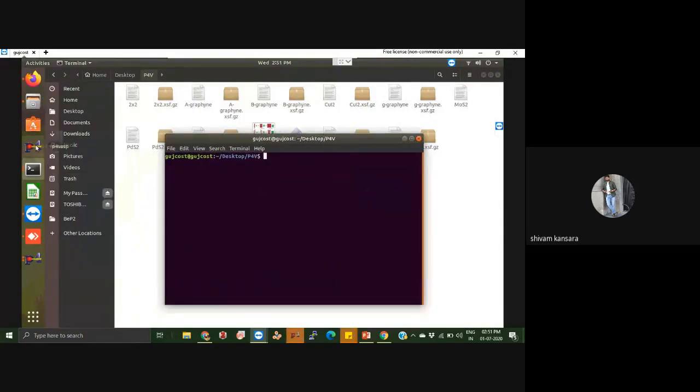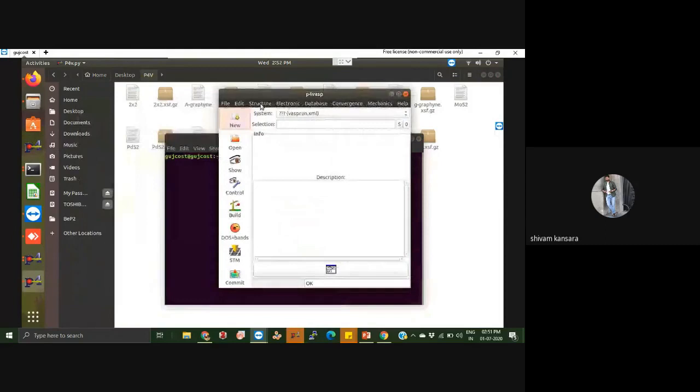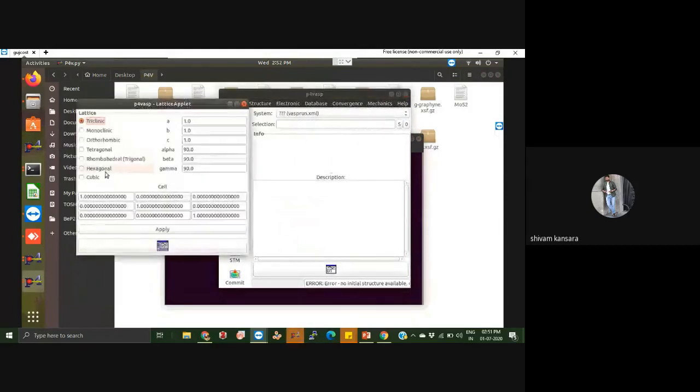Okay, let's open P4 VASP. Okay, and structure, lattice. Here in the one-dimensional system, any two dimensions should be fixed or confined. Any two directions: x, y, or y, z, or x, z. Here I wish to fix the a and b dimensions.